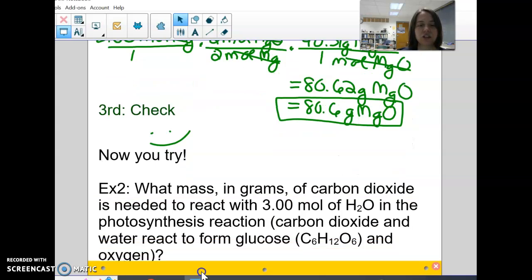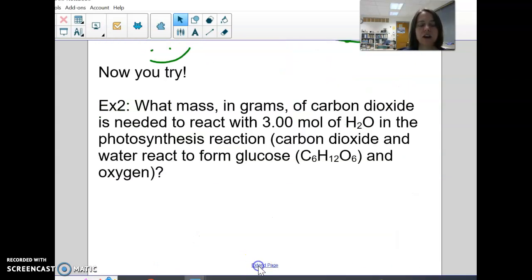All right, now it's your turn. Please write this down. What mass in grams of carbon dioxide is needed to react with 3 moles of H2O in the photosynthesis reaction, where carbon dioxide and water react to form glucose, C6H12O6, and oxygen gas? So remember to write a balanced chemical equation and write out all your steps and get the answer.